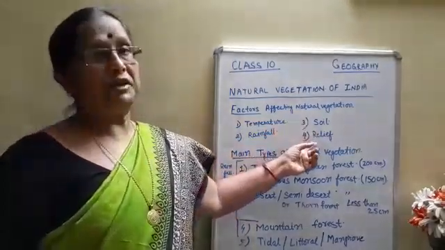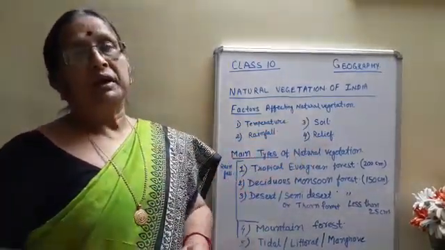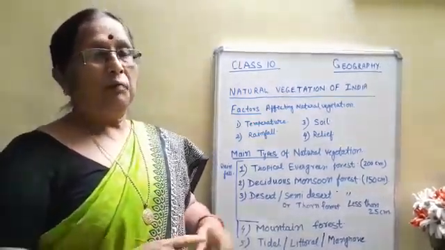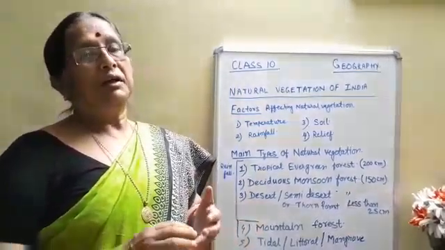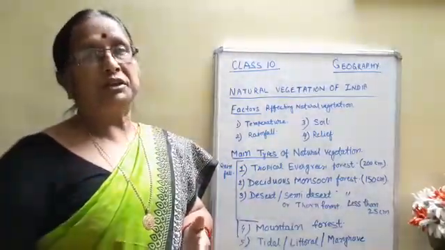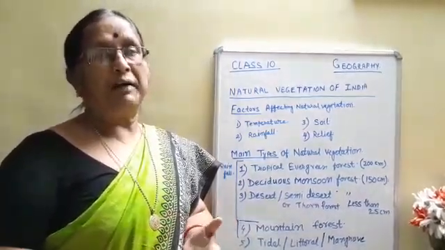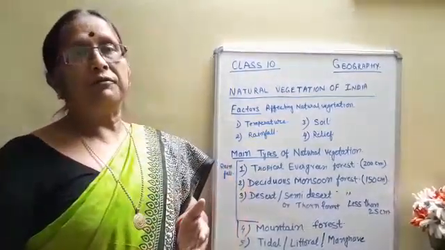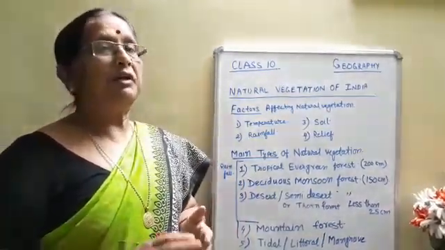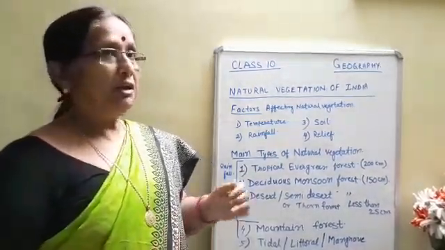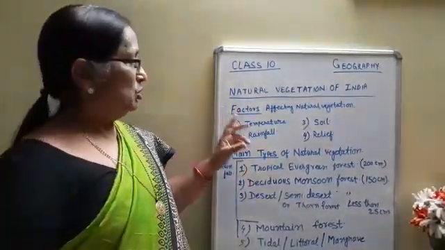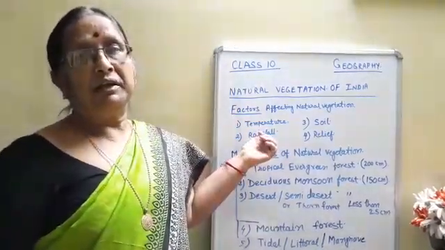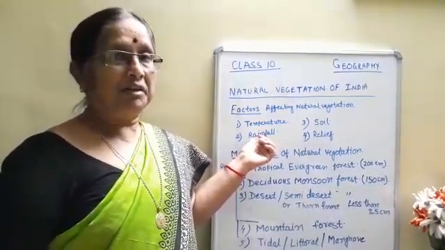Now the next is relief feature, which I just told you about. With the difference in the relief feature, we have different types of vegetation. Mountain will have a different type of vegetation, the plateau will have a different type, the plainland will have a different type, and desert will have completely different. And in India we also have the delta region, so delta will have a different type of vegetation. So these are the main factors, among which rainfall is the most important factor for determining the type of natural vegetation a country has.